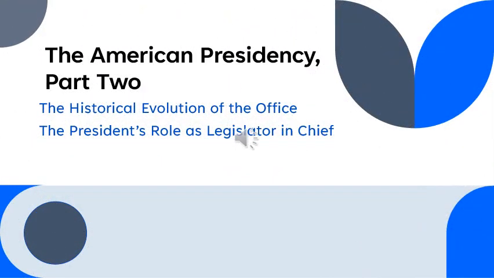All right, so now that we have covered the creation of the American presidency at that convention, 1787, Philadelphia, Article 2, let's talk about, in this set of slides, the historical evolution of the office of the American presidency, and then the president's role as, in some ways, a legislator in chief.